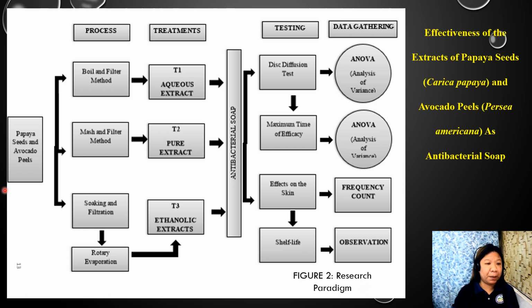So we have here papaya seeds and avocado peels. Okay, so these are the processes involved. These are the following treatments, and the product is an antibacterial soap.